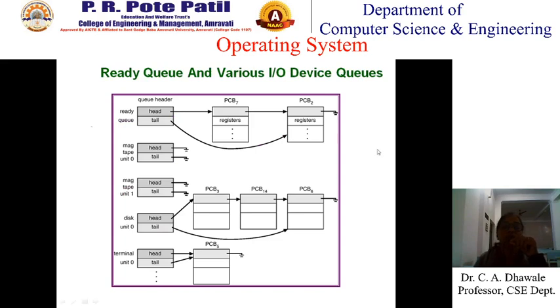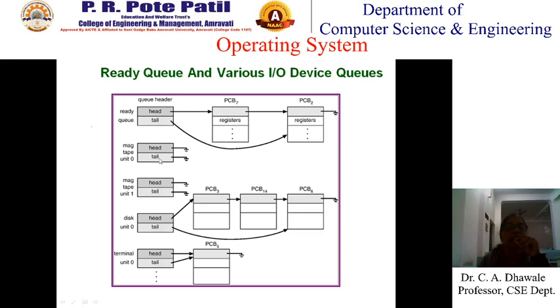Now just see here. This is a ready queue. Head points to the first PCB and tail points to the last PCB. So there are many PCBs, or processes, residing in a ready queue. Head is the pointer or the address of the first PCB and tail is the pointer to the last PCB. PCB 7 is the first process, PCB 2 is the next, and here it is showing null, which means it is the last process.